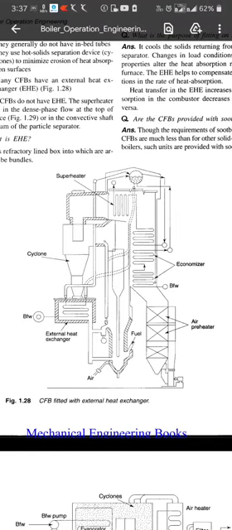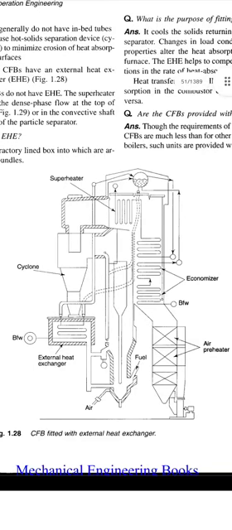This is the CFB fitted with the external heat exchanger diagram. Here we can see the external heat exchanger on the left side of the boiler, and fuel and air are input at the bottom of the boiler. The feed water is fed into the external heat exchanger, and the cyclone separator is also there.